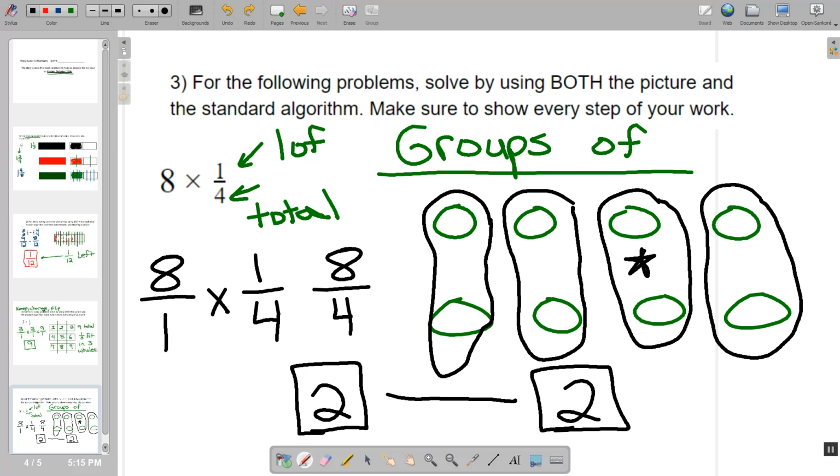And now our answers match on both of these problems. As always, if you have any questions, please let me know.